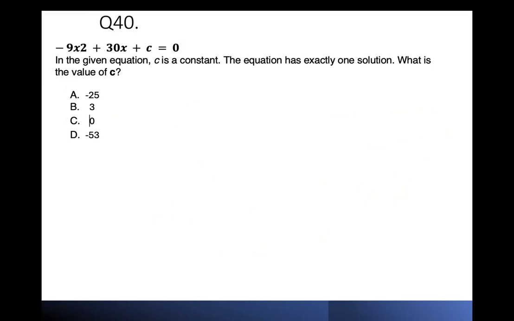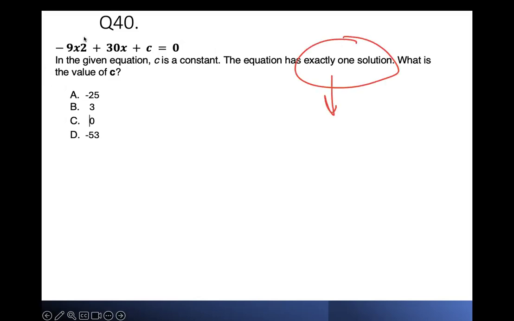We're given a quadratic equation equal to 0. In the given equation, that means there is a condition coming. C is a constant, a number. It can be 1, 2, 3, 4, 5, 6, 7. The equation has exactly 0 solutions. What is the value of C? You know this. I've talked about it. We've seen questions about it. The condition is very important.